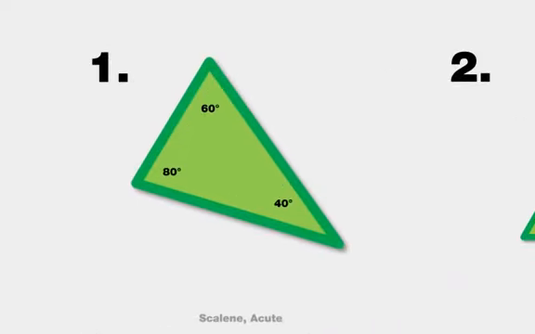Okay, so let's look at this one. We've got 60 degrees, 80 degrees, and 40 degrees. Bam, scalene and acute. That was really hard because the answer was right there. Okay, scalene, because all the angles are different. If all the angles are different, all the sides are going to be different. And it's acute because it's so small and cute, right? No, it's acute because all the angles are smaller than 90 degrees.